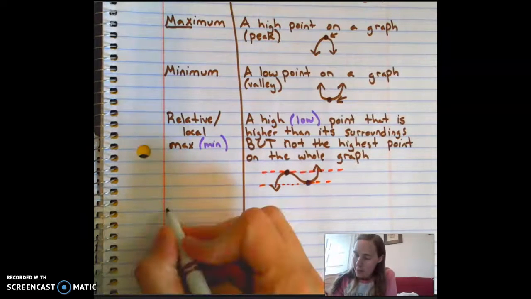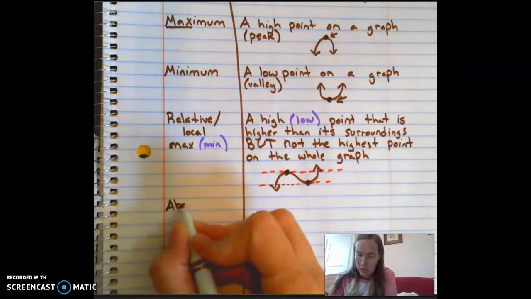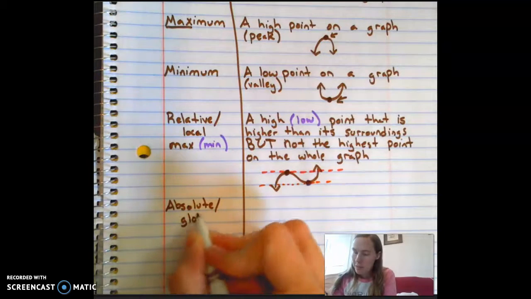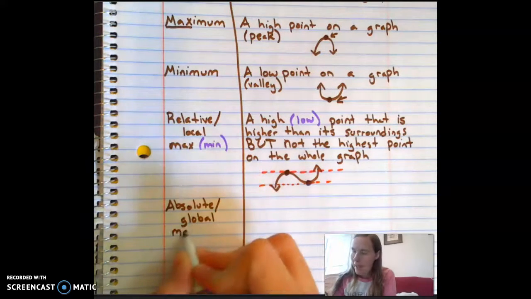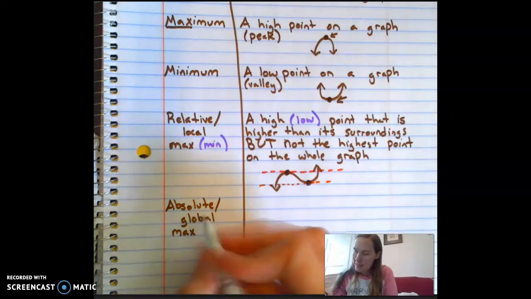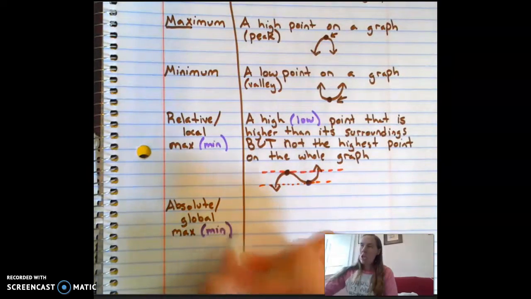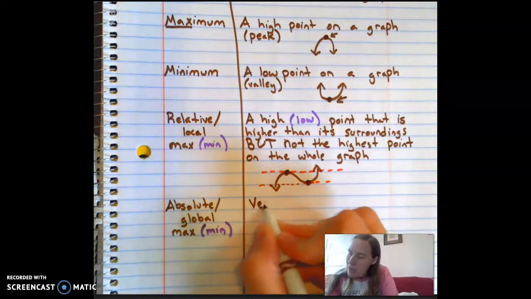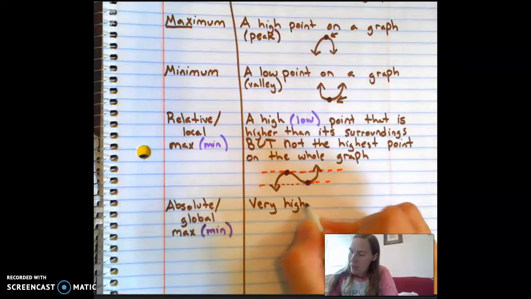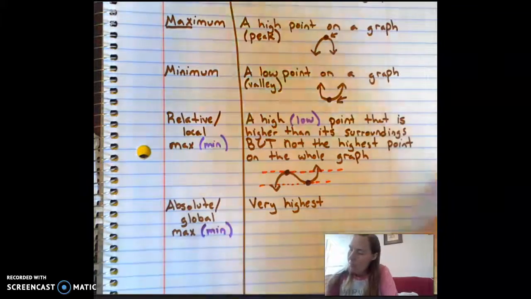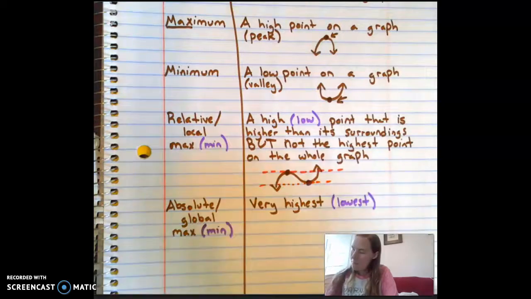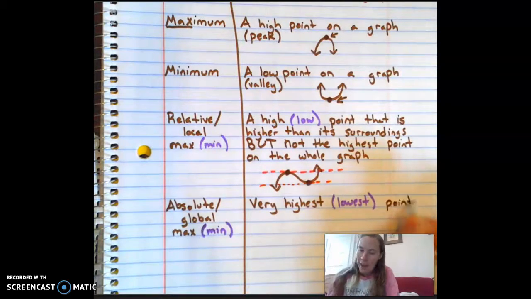So what if you were at the top of the mountain and there was nothing above you? That is called the absolute, or the global max. And again, I'm going to put min in parentheses. So the absolute is the very highest if you're talking about the max, or the very lowest if you're talking about the min point on a graph.